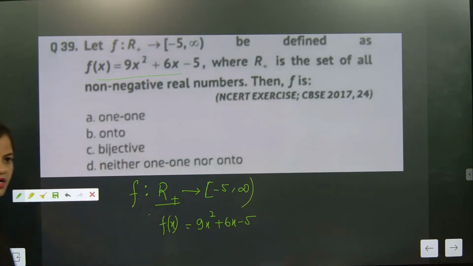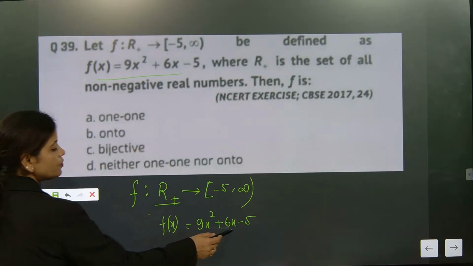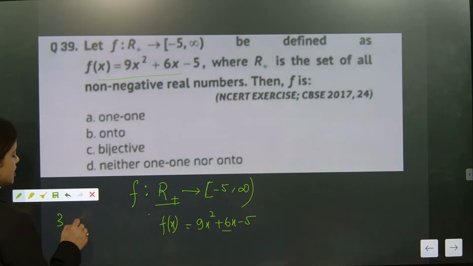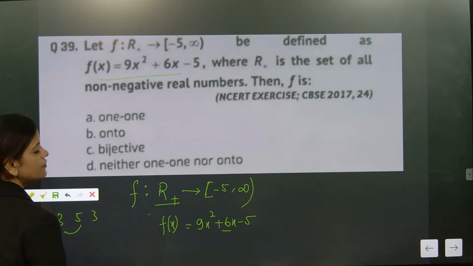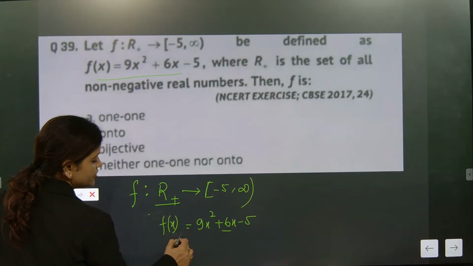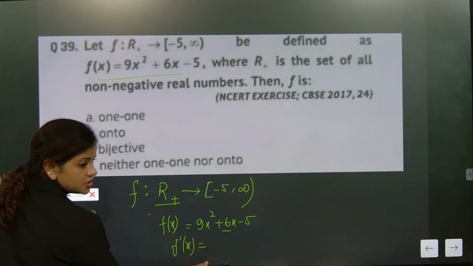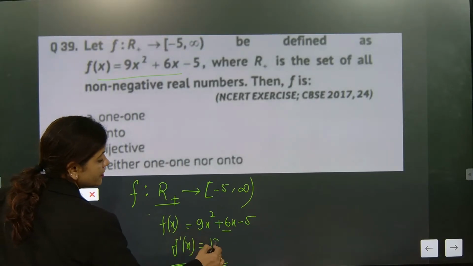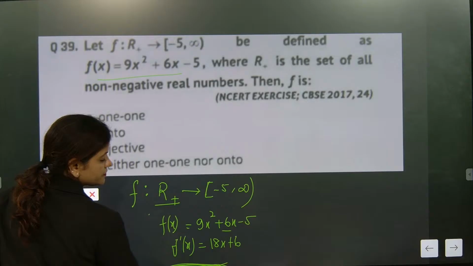Minus 5 is there. Correct. So now how we are going to bring 6 here? 9 means 3, 3, 5. So here 5 threes is 15. 15 minus 3 will not come. Correct now? Then we have a shortest technique. Our shortest technique is we will differentiate it. Now this is the technique I am teaching you children. Remember this one. Now here it will become 18x plus 6.